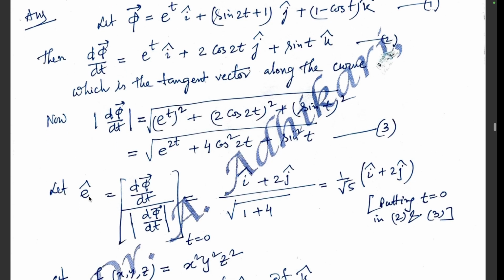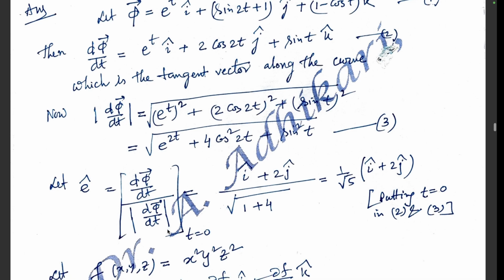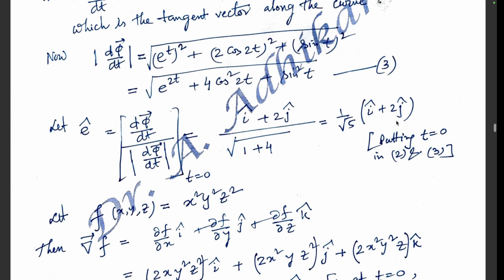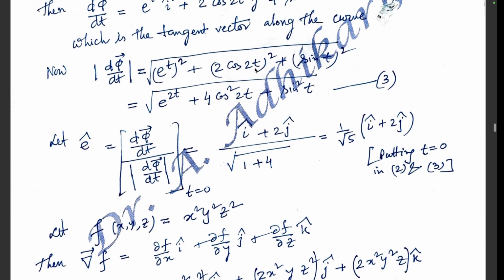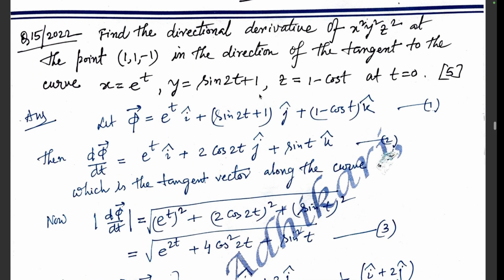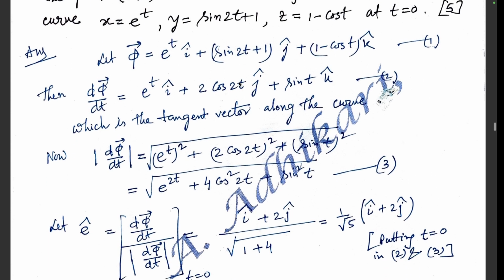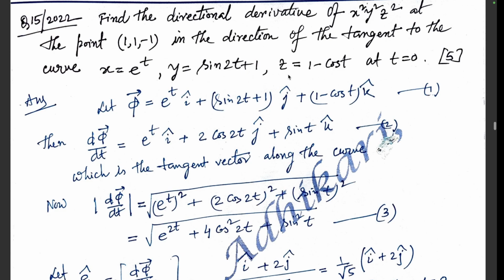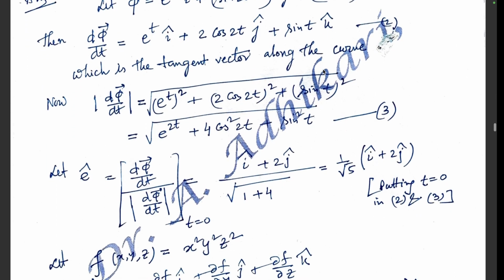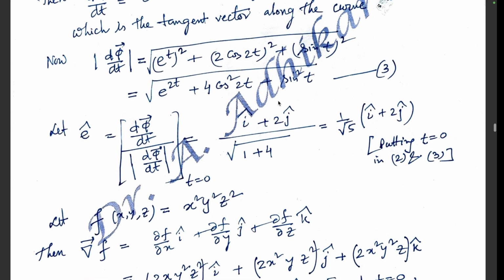So e cap vector equal to d phi by dt vector by mod of d phi by dt. So e cap vector is this, and putting t equal to 0, at the point t equal to 0 we get x equal to 1, y equal to 1, and z equal to 0. So we get this result on putting t equal to 0.